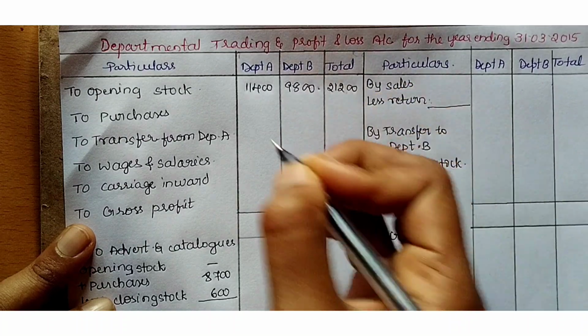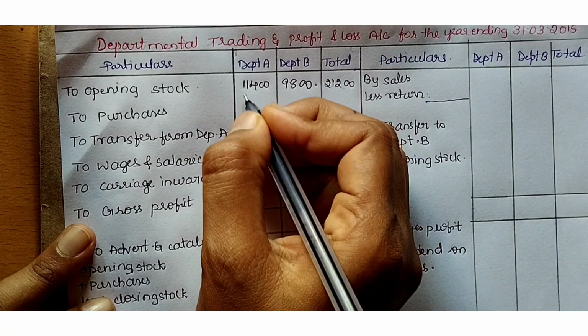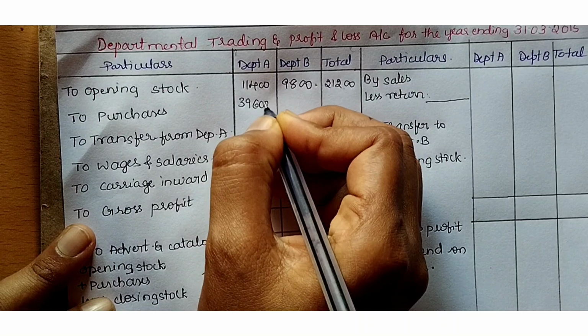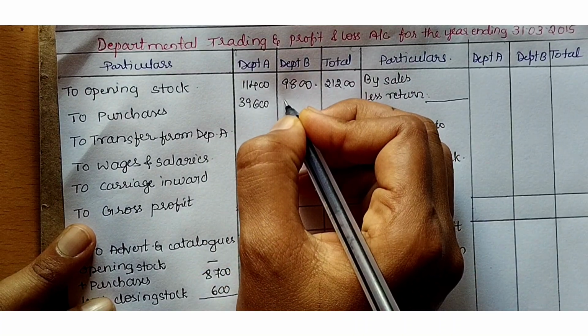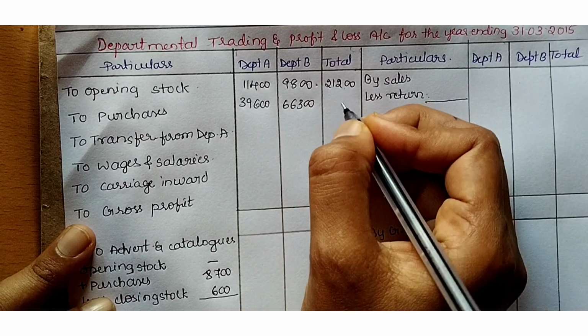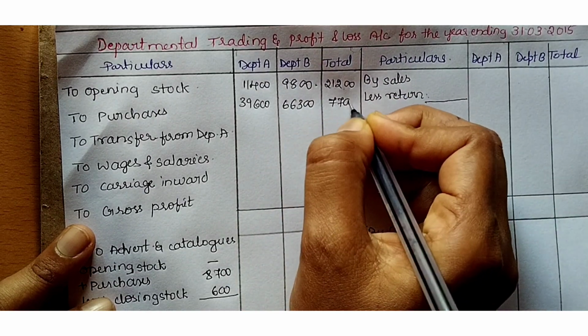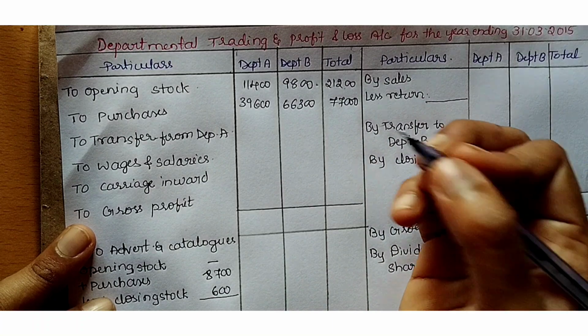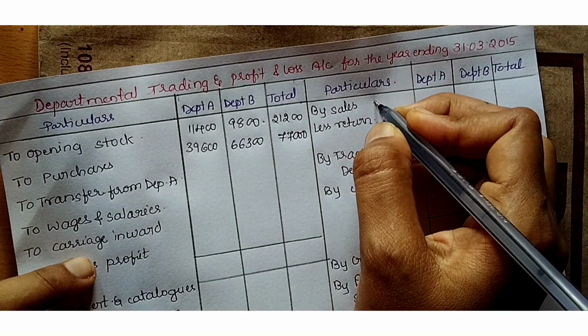21,200 is the total. Next is purchases. A department 39,600. Then 66,300. What is the total? 77,000 is the total.